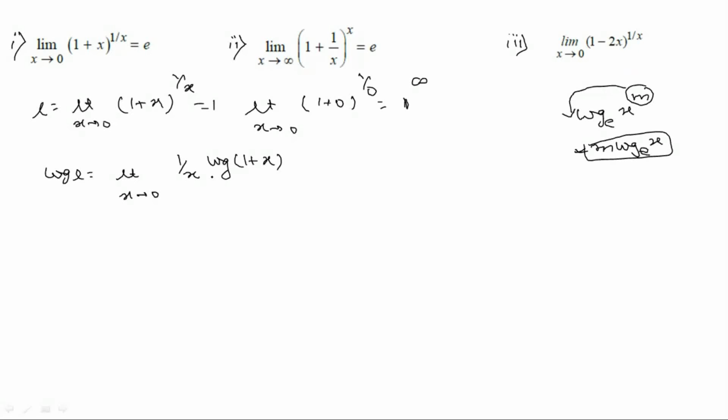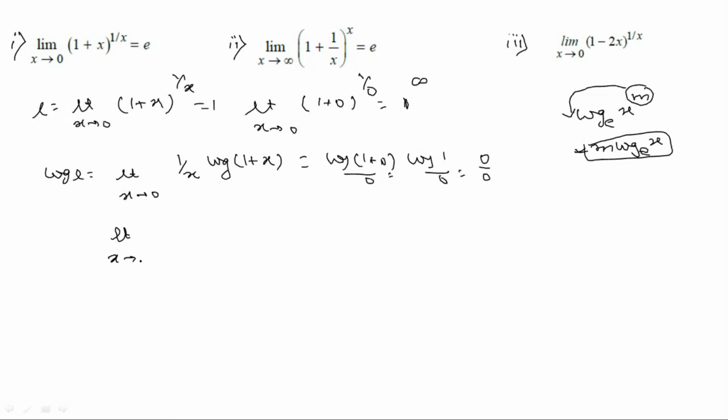So now we put x is equal to 0. So this is log (1 plus 0) upon 0, that is log 1 by 0. The value of log 1 is 0, and 0 upon 0. Here we again reach the format 0 upon 0, so we can use L'Hopital's rule. That means we can differentiate numerator and denominator separately. Let's proceed.